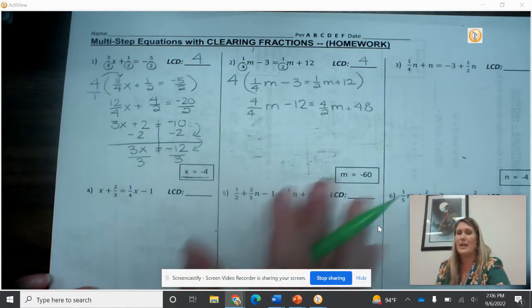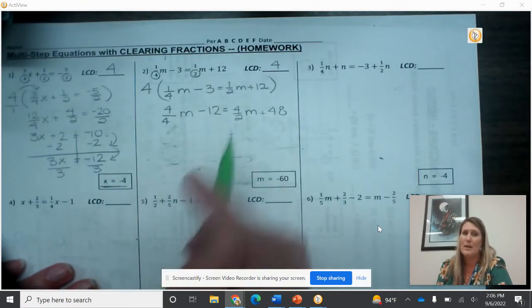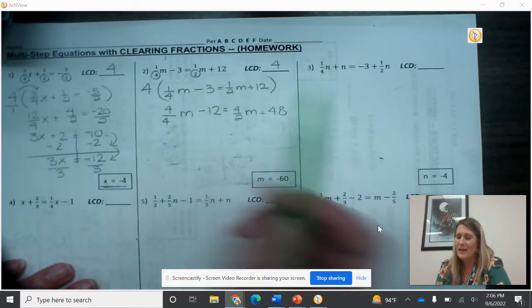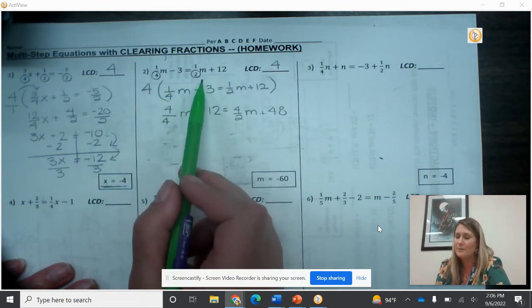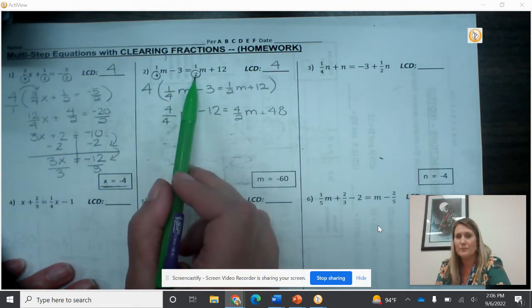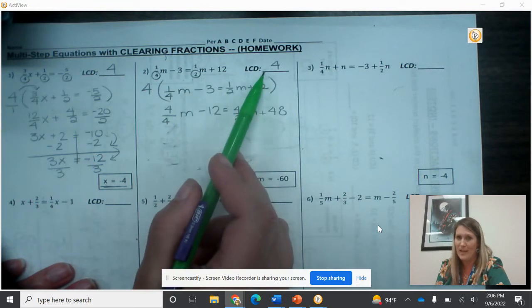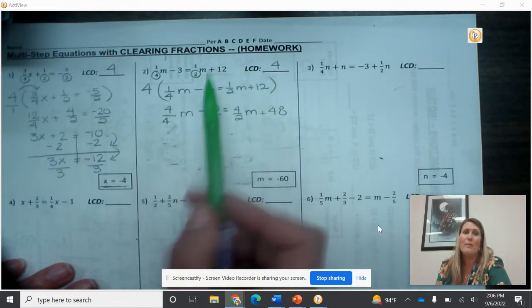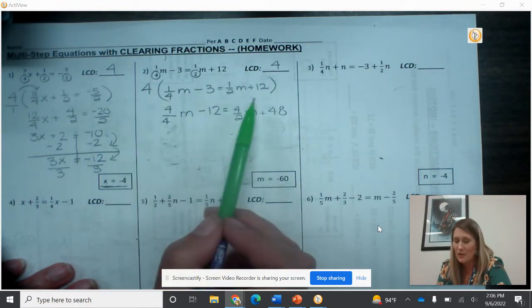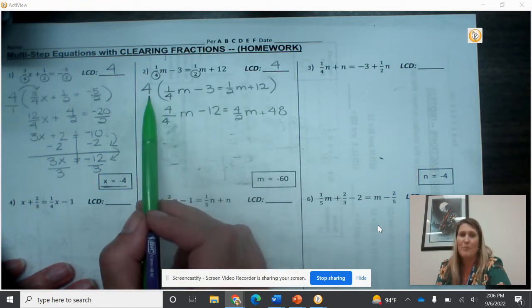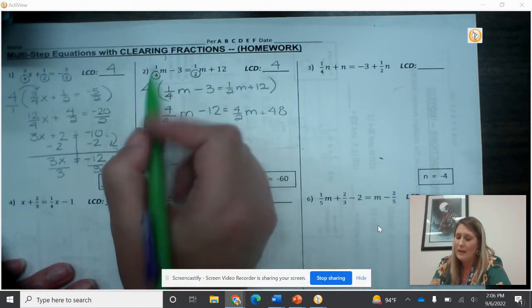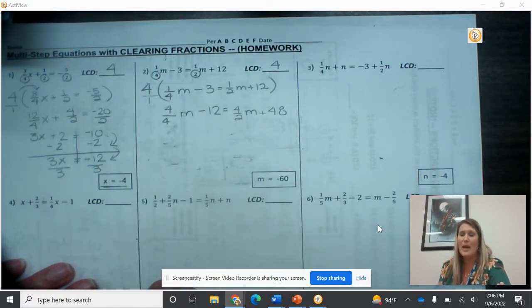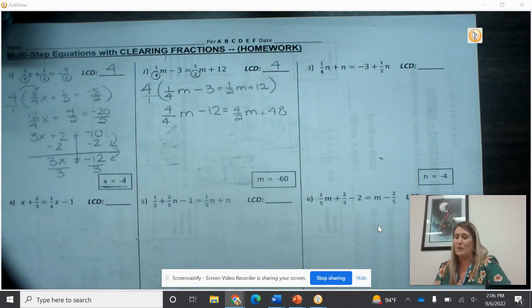All right, let's try the next one. So the next one, we have some fractions in here again. So we're going to find their least common multiple or least common denominator. 4 and 2, first multiple they have in common is 4. So I'm going to, this entire equation, I rewrote and I put a 4 in parentheses on the outside of it. Now I'm going to multiply each term by 4. If it helps you to put that denominator as 1, you can, but you don't have to.